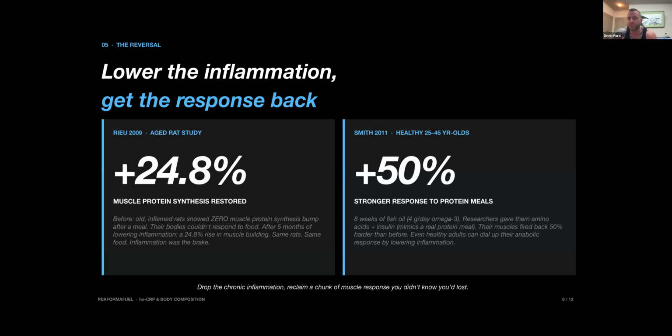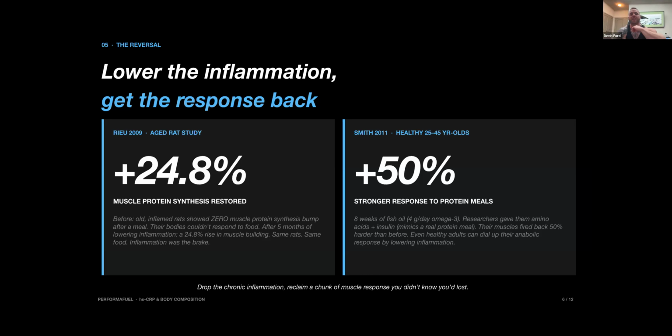But then the researchers gave them amino acids plus insulin. This is to mimic a meal. Their muscles fired back 50% harder than before. So they had a huge, 50% higher response to their meals after strength training, which is crazy.